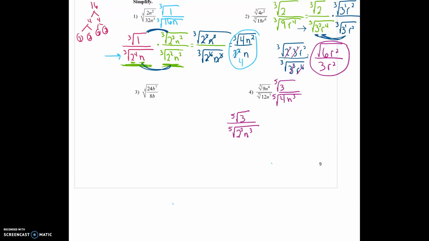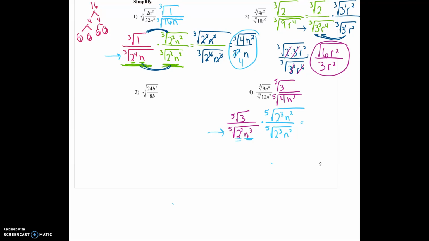All right, let's fix the next rule that says you can't have this check mark, this radical in the denominator. So I'm going to rationalize it, and I'll put a 5th root with the 5th root. And I have 2 2's, 3 more would make it perfect. I have 3 n's, and 2 more would make it perfect. And the empty spot is whatever you do to the bottom, you do to the top.